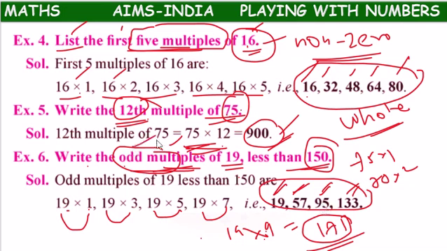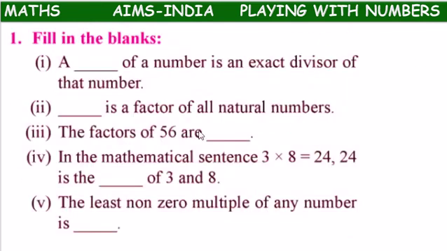Like that, they may ask odd multiples. Then the product with odd numbers only we have to include. Or even multiples also they can ask. They may ask prime multiples, then prime numbers we have to include. Okay, next.